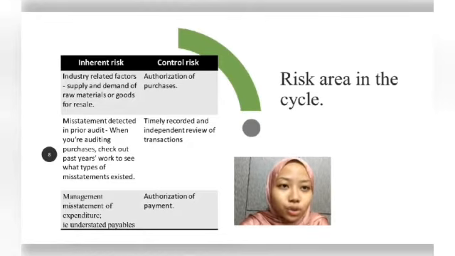The first point for the control risk is the authorization of purchase. All purchases must be authorized by the manager or supervisors. Second is the timely recording and independent review of transactions. We must record all the purchases ordered on a timely basis. Lastly is the authorization of payment. All payments being made must be authorized by the supervisor or legal entity.